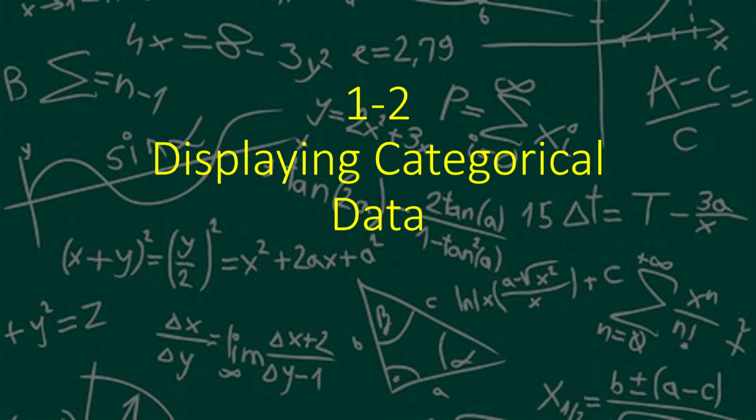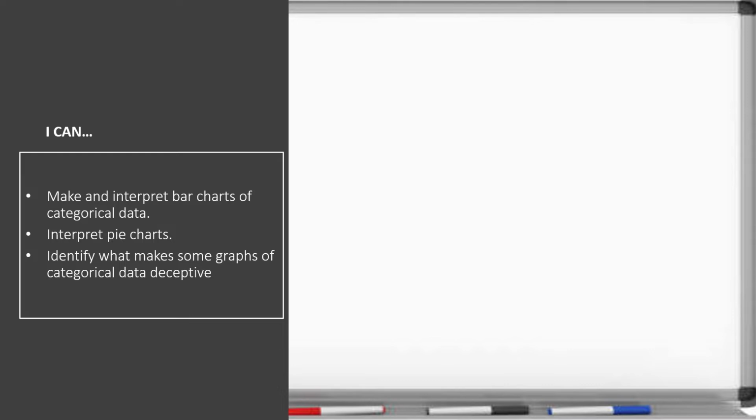All right, today we're talking about displaying categorical data such as bar graphs and pie graphs. So in this lesson, we're going to be able to make and interpret bar charts of categorical data, interpret pie charts, and identify what makes some graphs of categorical data deceptive. So the vocab includes bar charts and pie charts.